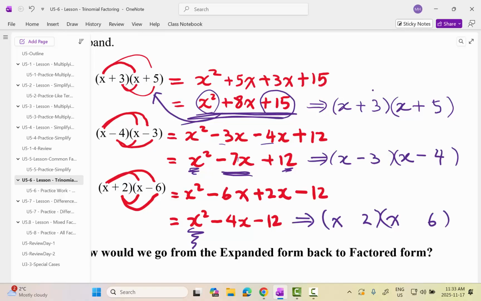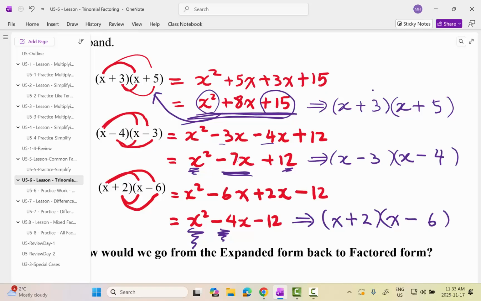However, again, it could have been what? 3 and 4 make 12 too, right? But why do we choose 2 and 6? Well, because I'm trying to make negative 4 here. Do you understand that? So I'm trying to make negative 4, and the only way I can make negative 4 is by using 2 and 6. However, this has to be positive, and this has to be negative in order to make negative 4. Does that make sense? Okay.